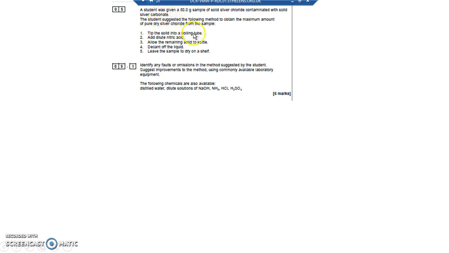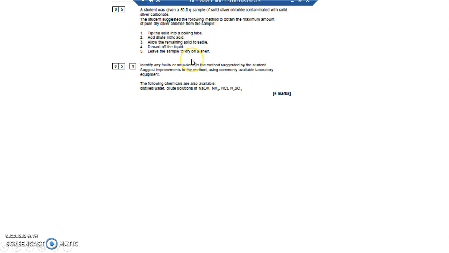Well, it says here that you've got solid silver carbonate, so it's a good idea to add some acid, because an acid would react with the carbonate and remove the silver carbonate. It would make carbon dioxide, as all carbonates do with acids. However, it says you want to make the maximum amount of silver chloride. So silver carbonate and nitric acid would make silver nitrate. Surely if you use hydrochloric acid to make silver chloride, it would turn the silver carbonate into additional silver chloride to maximize the yield. So I would suggest that you add hydrochloric acid rather than nitric acid.